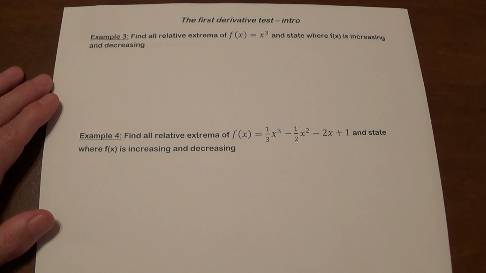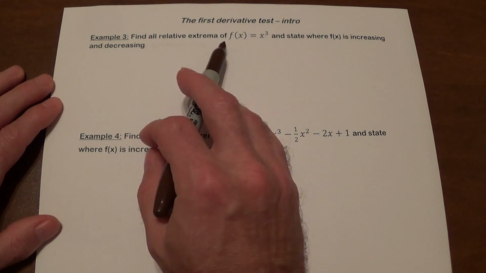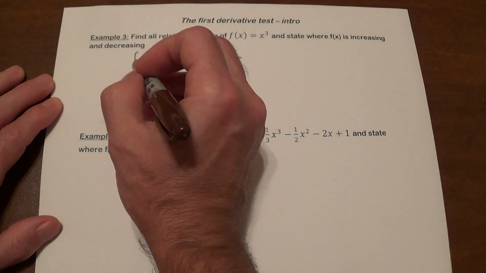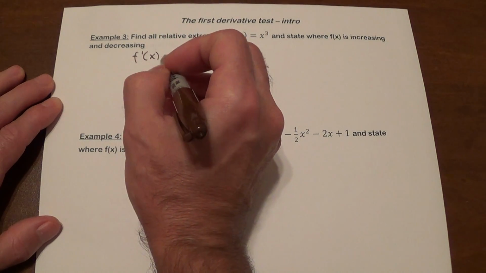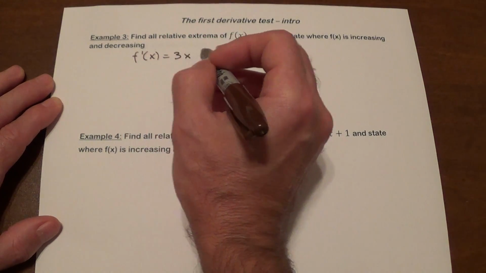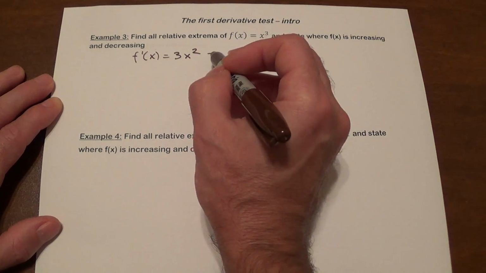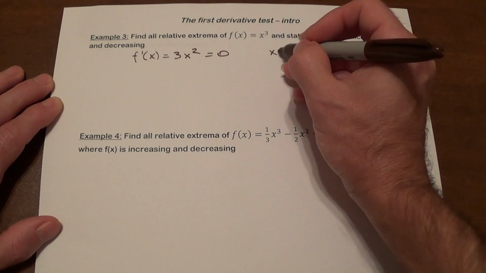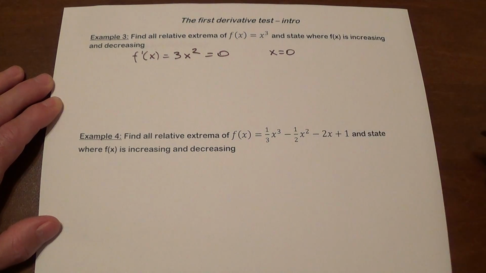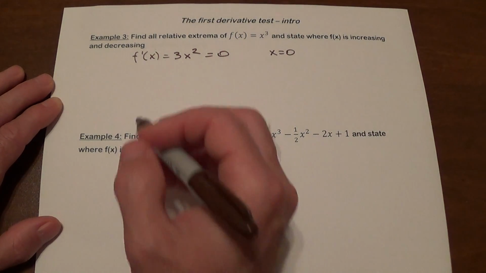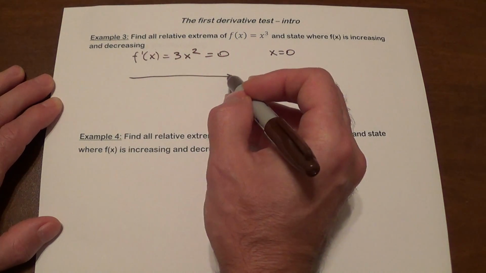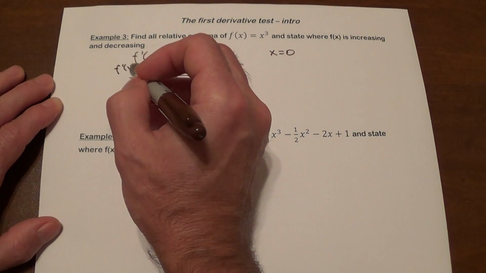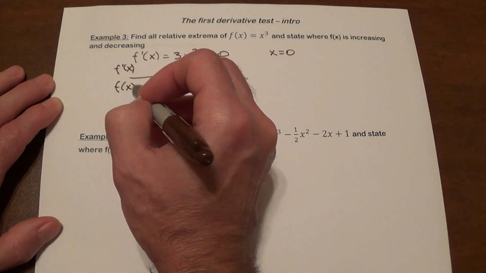f of x equals x cubed. Find all relative extrema and state where the function is increasing, decreasing. So we're going to start the same way. Find the derivative, which is going to be f prime of x equals 3x squared, set it equal to 0. And that's obviously going to give us x equals 0. That's our critical value. Now we're going to need our number line, 0. So we're going to put f prime of x here, f of x here.